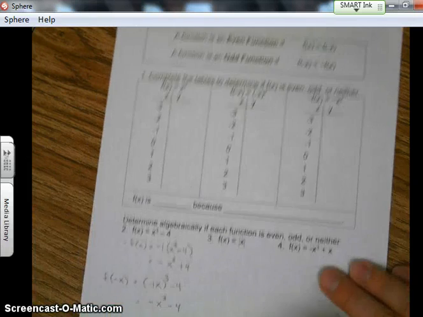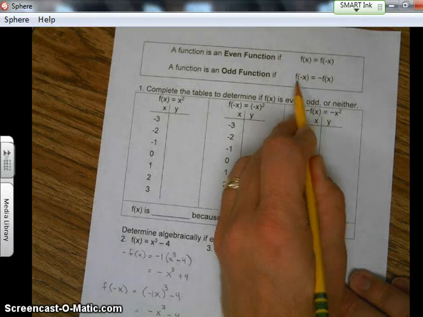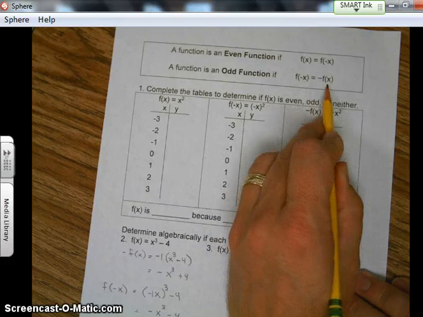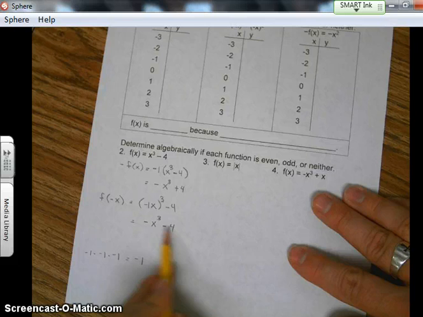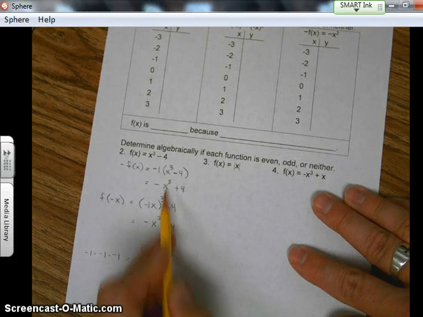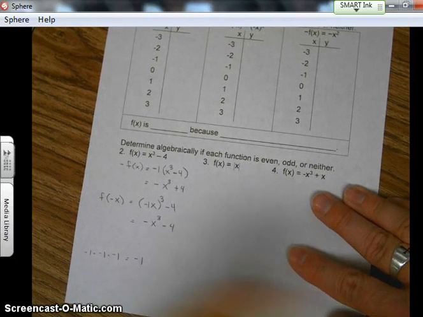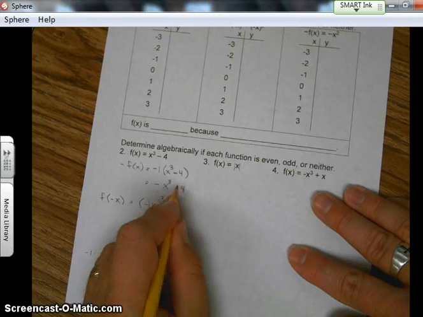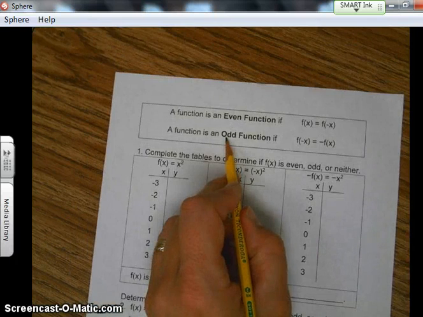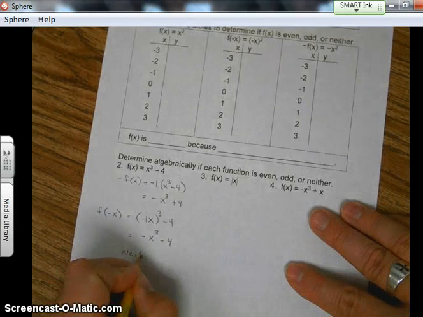Okay? Next thing we want to do is compare the function we just got to this function, negative f of x. So we're going to compare this function here to this one. Are they the same? No. So if they were equal, then it would be an odd function. So we write neither.